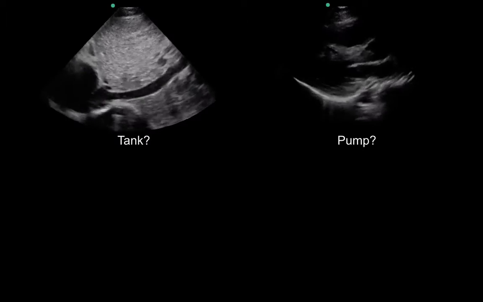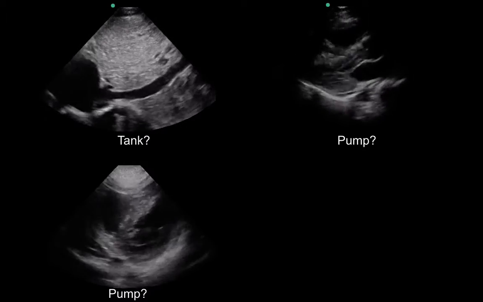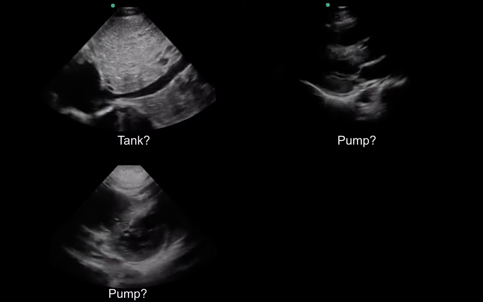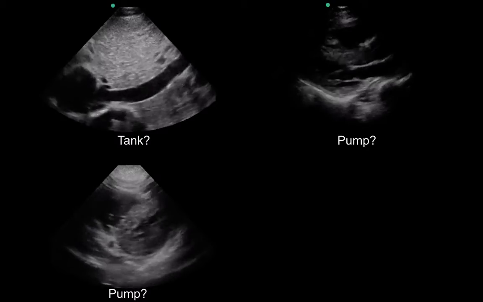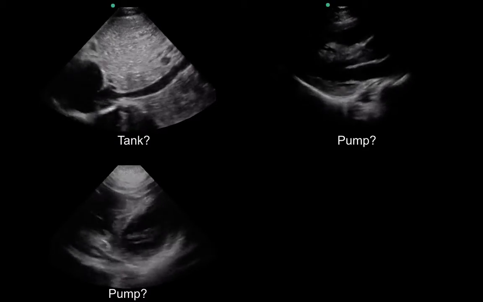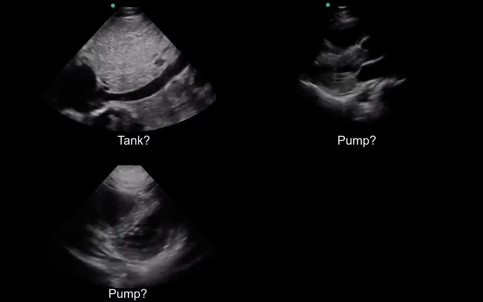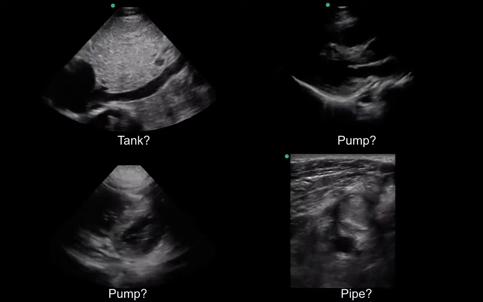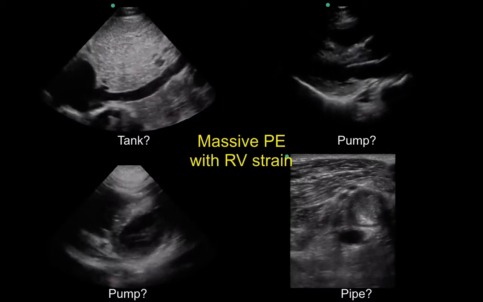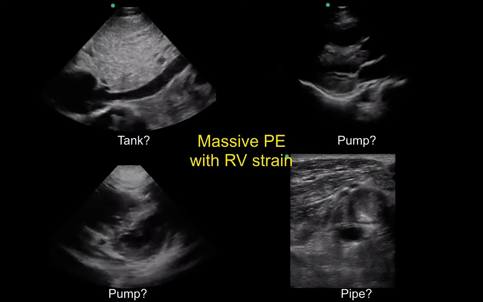A quick check of the pump in parasternal long axis view shows normal systolic function. We rotate into the short axis view and see a D sign, indicating elevated right ventricular pressure. If you stopped here, you have enough data to start treatment for pulmonary embolism. But a quick scan of the lower extremity shows a large clot in the femoral vein. This patient had massive PE with right ventricular strain.